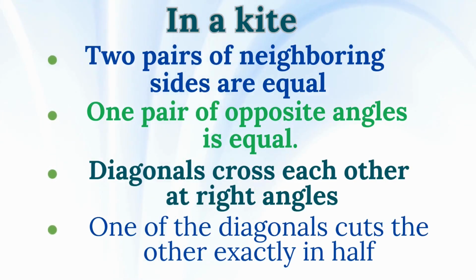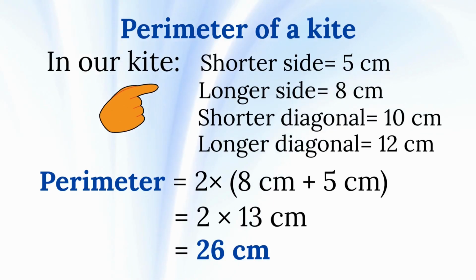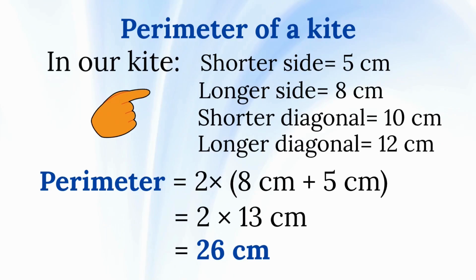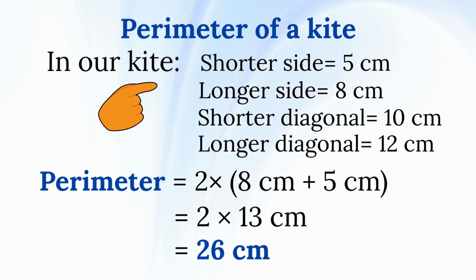One pair of opposite angles is equal. The diagonals cross each other at right angles. They form 90-degree angles where they meet. And one of the diagonals cuts the other exactly in half. It bisects it. Let's take an example to understand it better. Imagine a kite with 2 sides measuring 8 centimeters and the other 2 sides measuring 5 centimeters. The diagonals are 12 centimeters and 10 centimeters long.